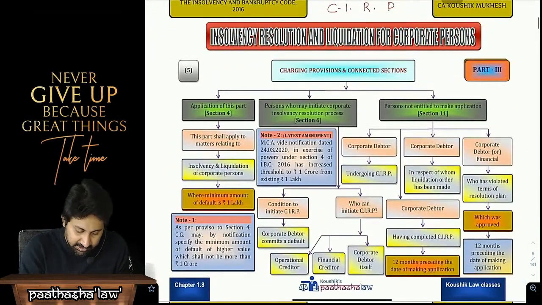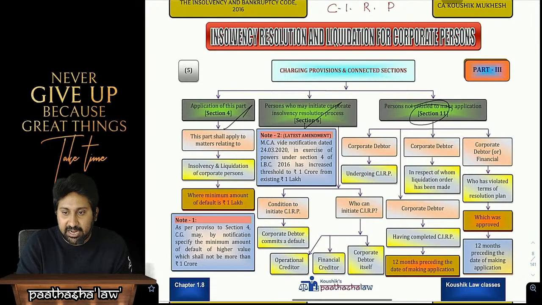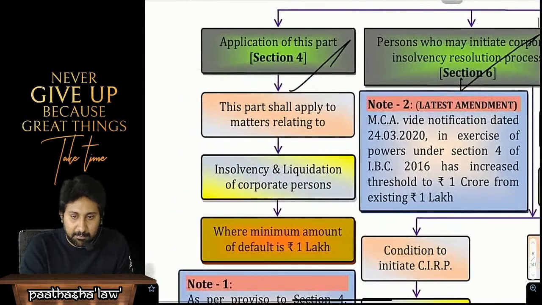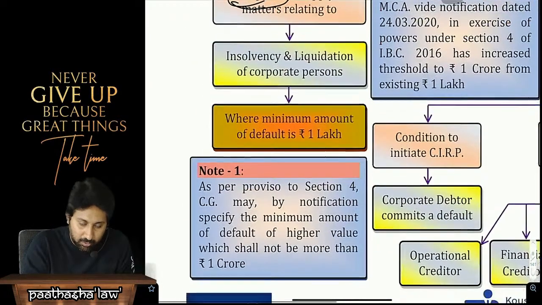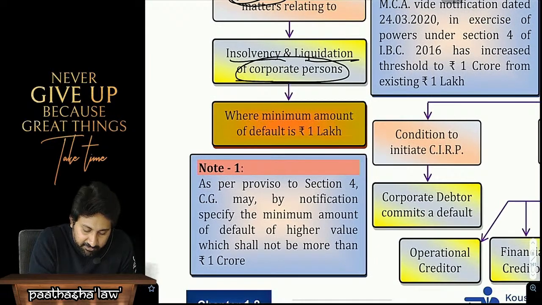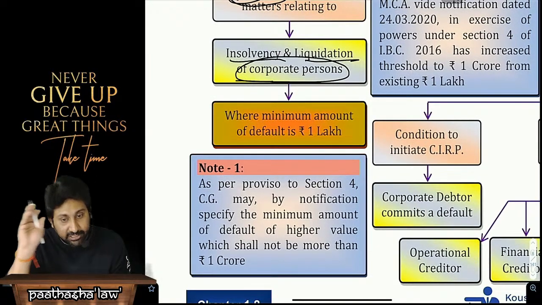Sections 4, 6 and 11 we will discuss later. There is an amendment to section 11, therefore I will discuss 11 separately. So 4, 6. Let's first complete 4. The CIRP part shall apply to matters relating to insolvency and liquidation of corporate persons. Not only insolvency, liquidation is also covered.